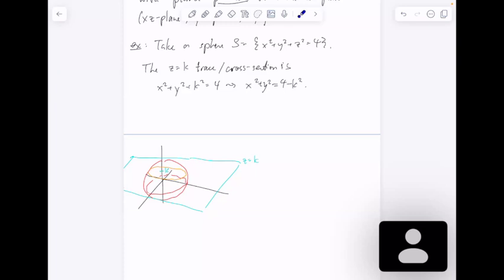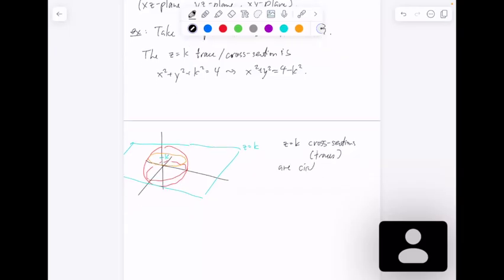And in that sense, I could slice up my surface by a plane that's moving upwards. And I could see how the cross sections fit together, and that could build me a surface, right? So in this sense, the z equals k cross sections, or your text would call them traces sometimes, are circles of radius root 4 minus k squared.